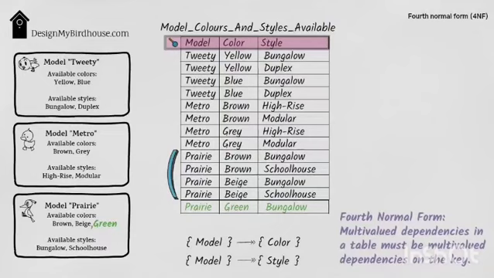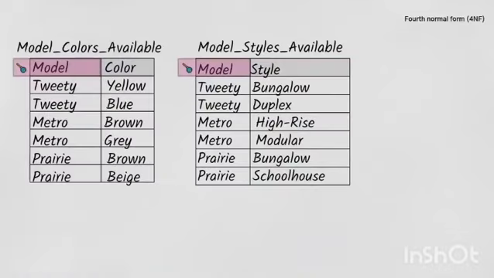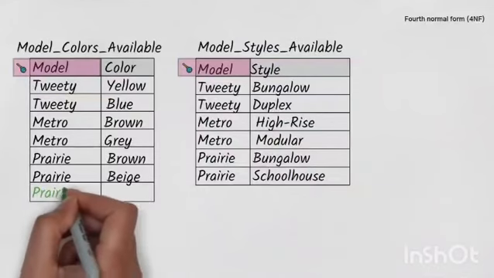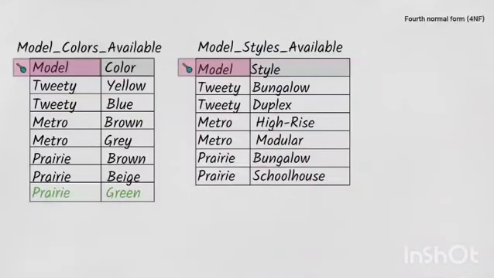As always, the fix is to split things out into multiple tables. Now, if DesignMyBirdhouse.com expands the range of Prairie model colors to include green, we simply add a row to the Model Colors Available table. And no anomalies are possible. We're now ready for fifth normal form, the last normal form covered in this video.